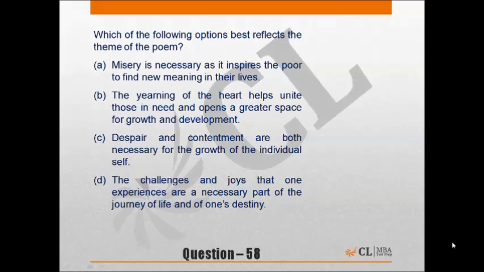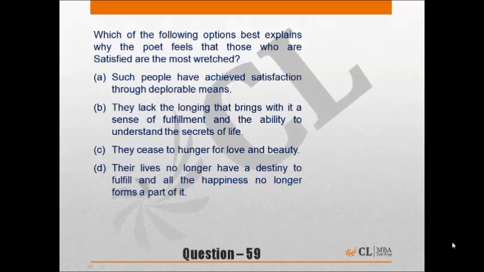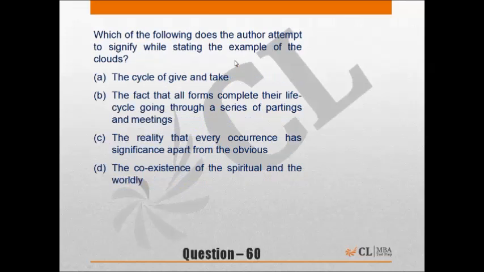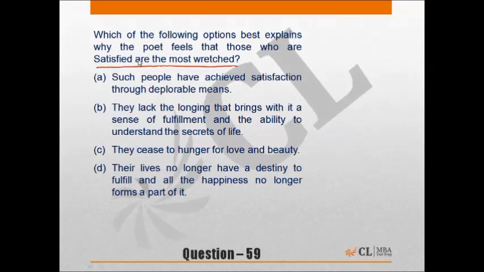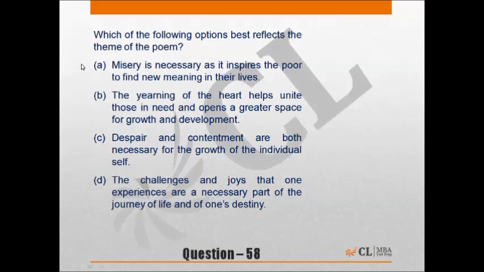So first question, question 58, which of the following options best reflects the theme of the poem? Second question, which of the following options best explains why the poet feels that those who are satisfied are the most rich? Why are they most rich? Third question, which of the following does the author attempt to signify while stating the example of the clouds? Now, based on this, I knew that I need to be looking for clouds. I also need to be looking for why those who are satisfied are the most rich. We need to find that. So I read the poem accordingly. Let's go on to the questions now.